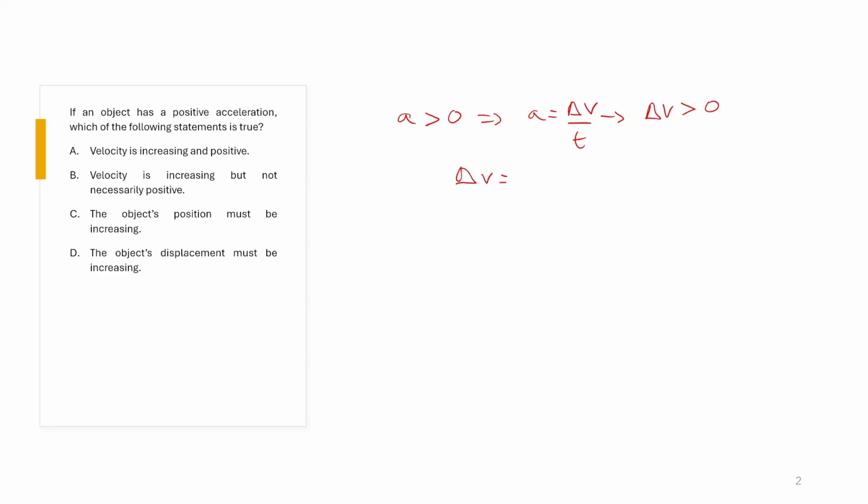The change in velocity is the final velocity minus initial velocity, and that means that final velocity minus initial velocity is larger than 0. In other words, the final velocity is larger than the initial velocity. That means that velocity is increasing. Now, answer A says velocity is increasing and positive. The second one is velocity is increasing but not necessarily positive. Let's analyze if that is actually the case or not.